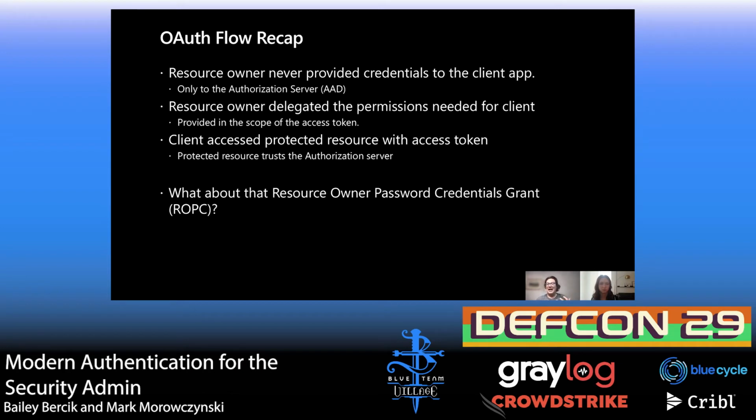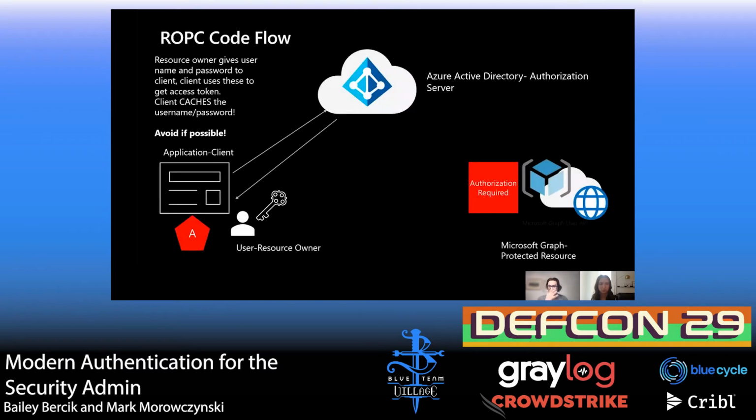But let's take a look at this ROPC flow. And this is one of those patterns that we don't want to be following. So it's a real simple one. The user gives their username and password to that application. And the application logs in as that user to the authorization server to get that access token. There's no delegation here. There's no MFA here, right? This is just the application authenticating as that user to the authorization server.